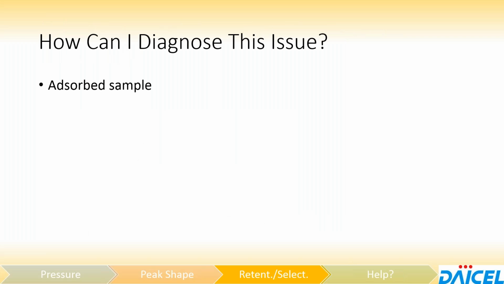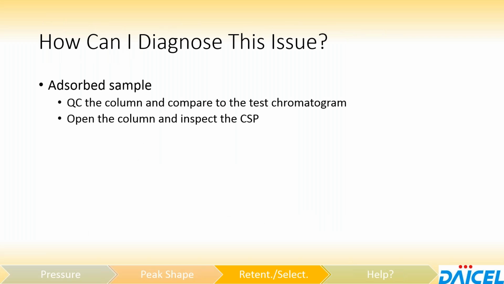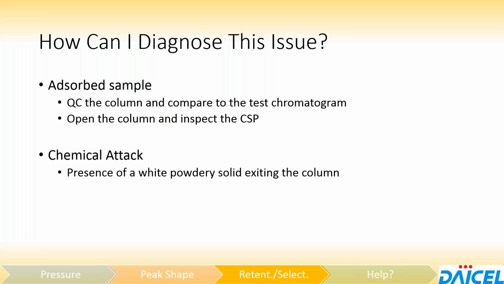How can you diagnose these issues? Well, if it's adsorbed samples, QCing the column, like we talked about before with the plugged inlet frit, is kind of the best way to go. Occasionally, you can open the column and actually inspect the CSP and see very clearly that there's something adsorbed to the column. I'll show you a picture of that on the next slide. Not always recommended, especially if you're dealing with an analytical column or even a prep column for that matter, because you might open it up and cause another problem that you weren't expecting. But sometimes it's very obvious that there's an issue going on.